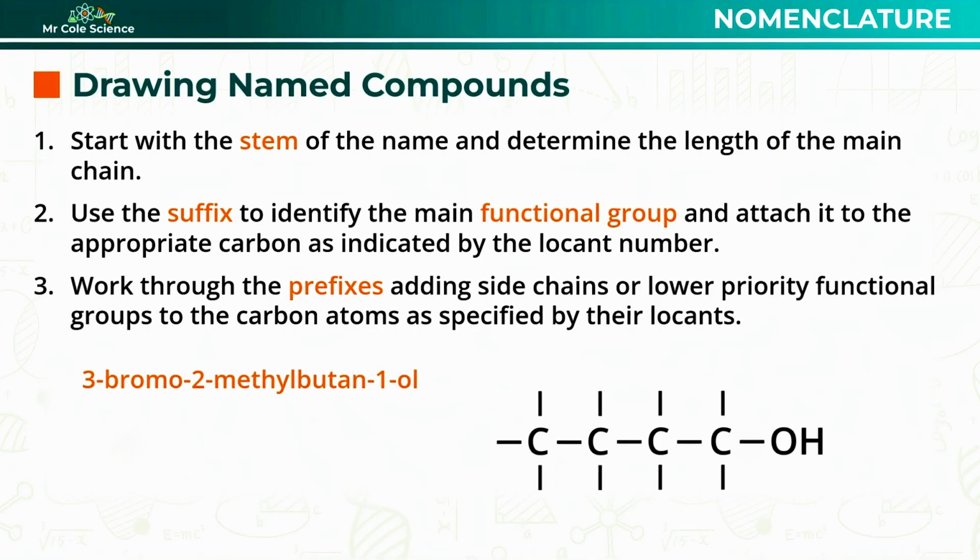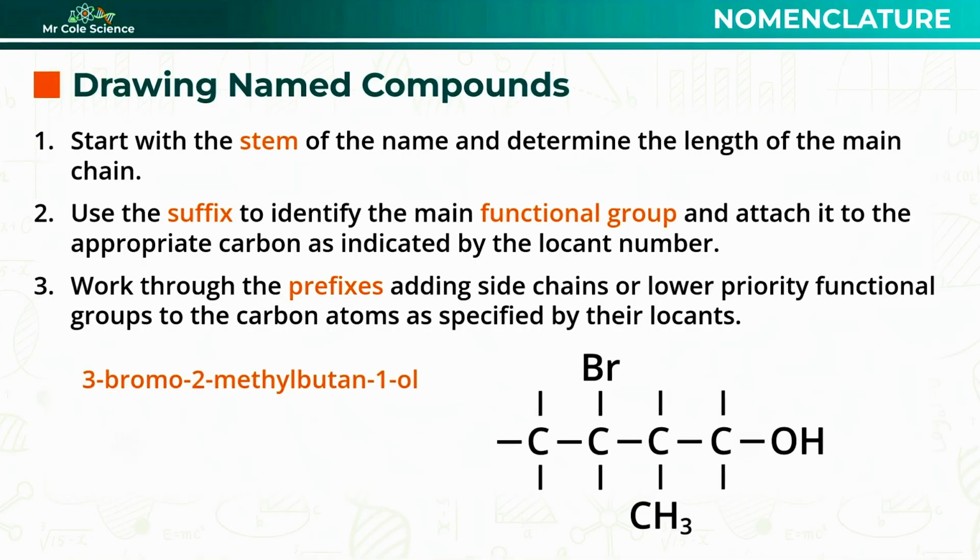Now I can just work through the prefixes in turn. 3-bromo, I need a bromine atom on my third carbon, remembering to stay consistent with where I started my numbering from. So there it goes, on the third carbon from the right. 2-methyl, well, I need a methyl or CH3 group on the second carbon atom. And there we have it. So that's all the parts of the name covered.